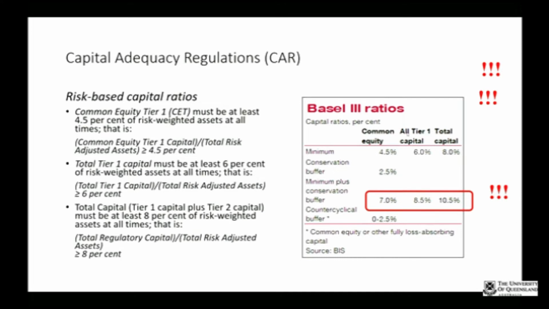Tier 1 capital, all Tier 1, so including CET1, should be at least 8.5%. And total capital, so including Tier 2, should be at least 10.5%. These are the regulations, and we can calculate these things, and we will calculate them in the final exam. Always hot things to use these numbers and calculate, so we'll practice these things.